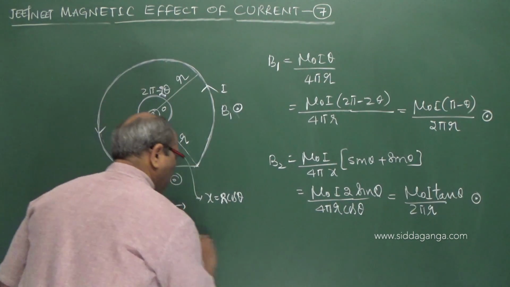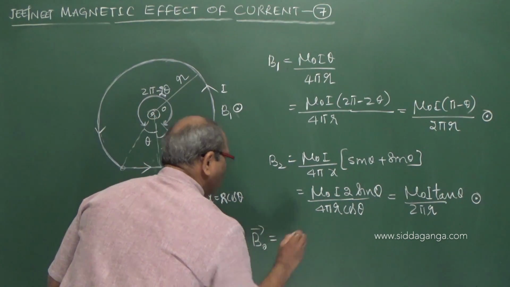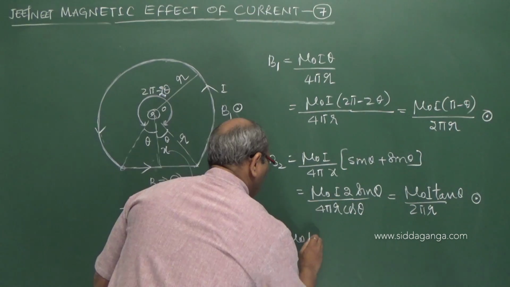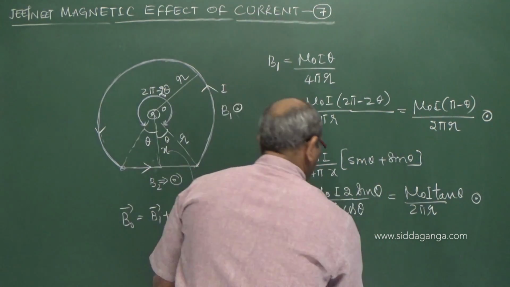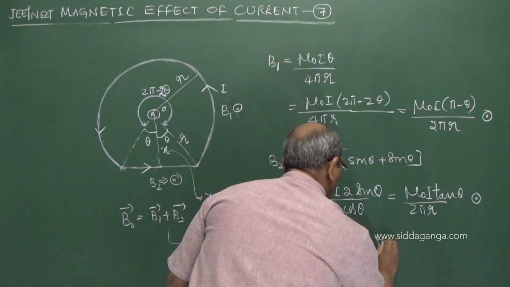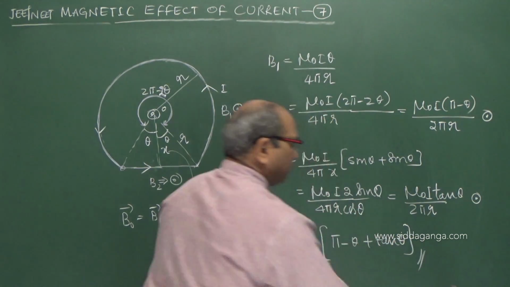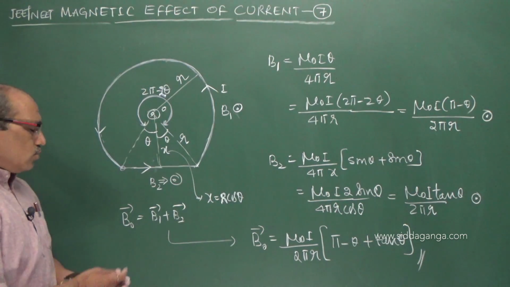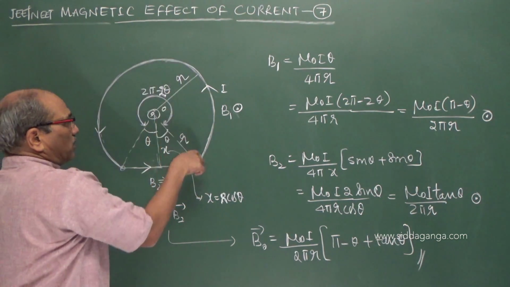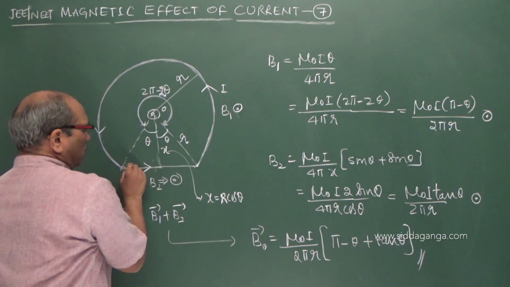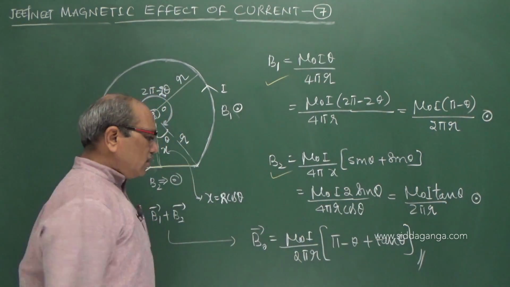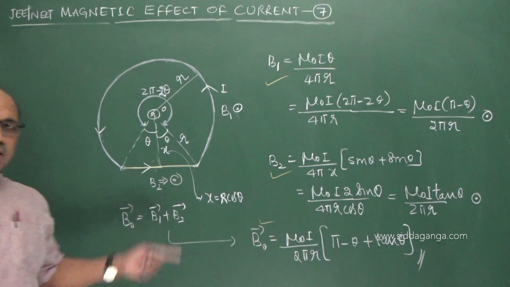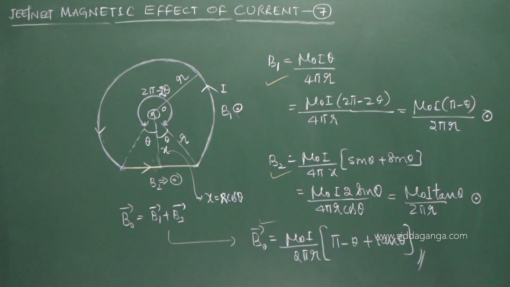Add the two. Therefore, the net field at the center is equal to, I write, mu naught I by 2 pi r, keeping I out, pi minus theta plus tan theta. This is the answer we get here. So the fields: there are two parts, one circular part and the other the straight line portion. Add the two; both are giving the field in the same direction. Let us come to another example.